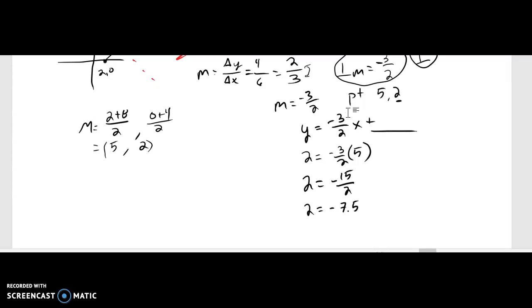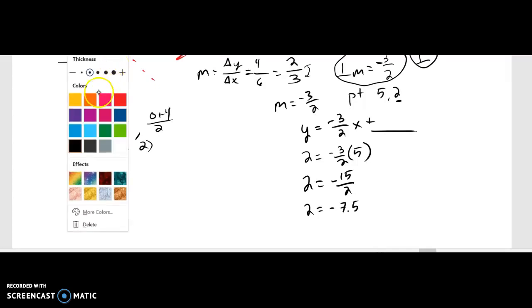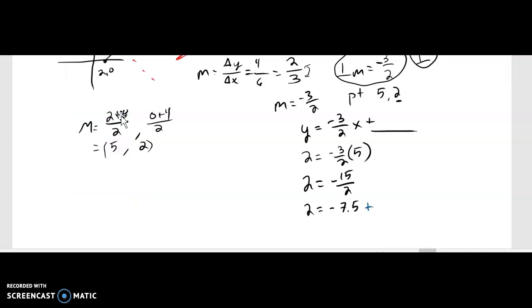We know that 2 does not equal -7/2, so we have to figure out what would make it equal to 2. If I add 9/2, -7/2 plus 9/2 will get me the +2. So I know that my y-intercept, I'm sorry, my y-intercept is 9.5. This line right there is the line.